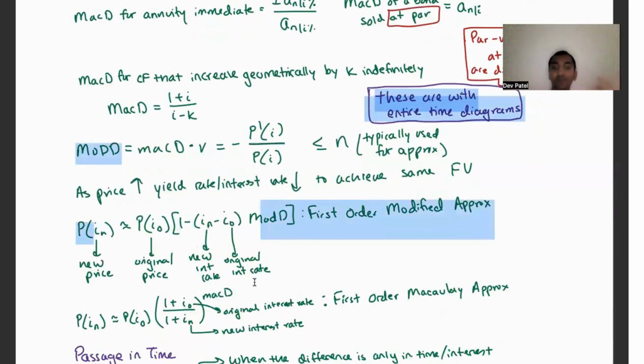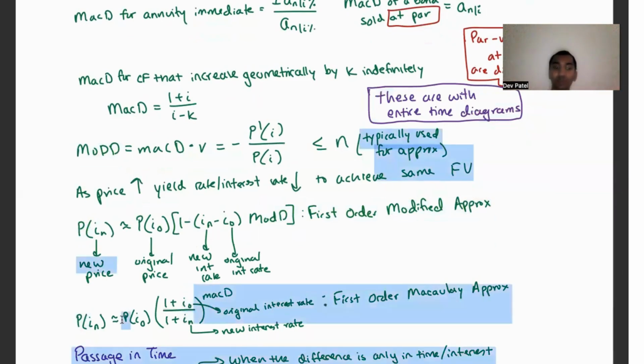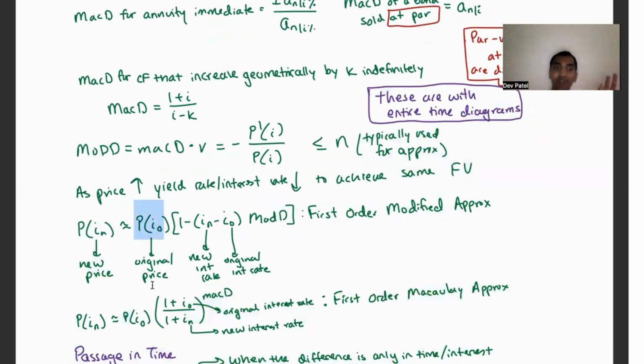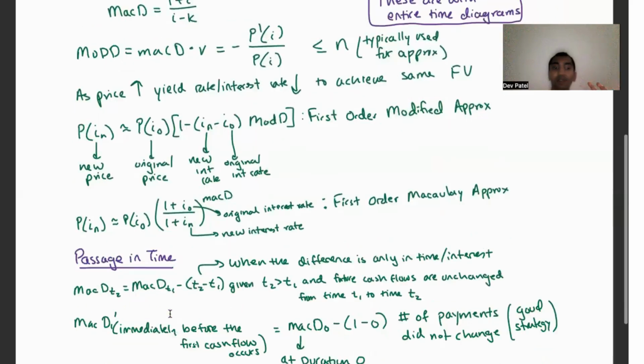And then another way of approximating this is through the Macaulay approximation. You can see the formula here where you can calculate the new price. Again, it's similar to this, by using the original price, the original interest rate, and the new interest rate.